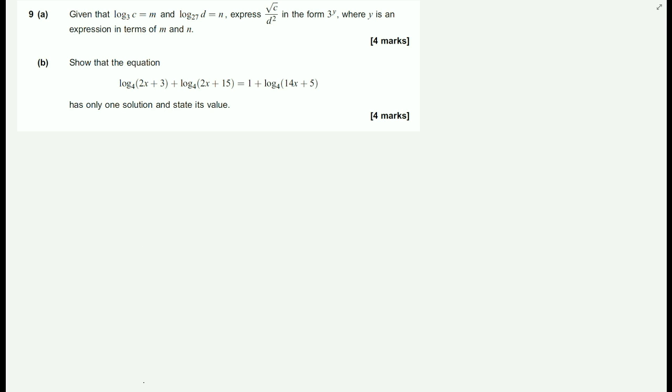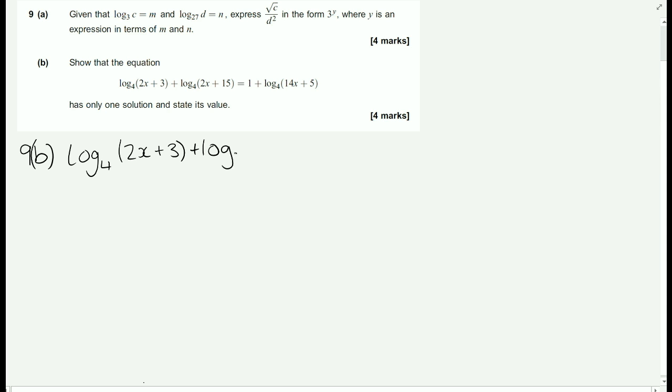So 9b then, we have been given this rather long log equation and we've been asked to show that it only has one solution. So we're probably in the realms of a quadratic here. Now, how are we going to go about this? Well, we need to apply our log rules that we've learned to this question.